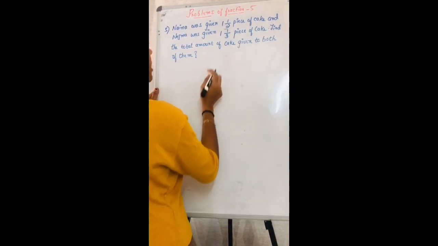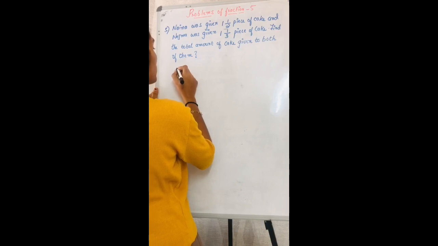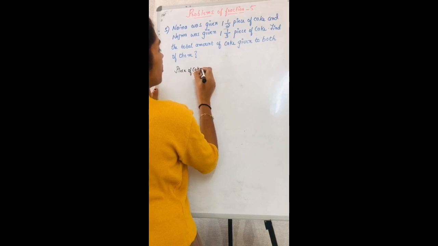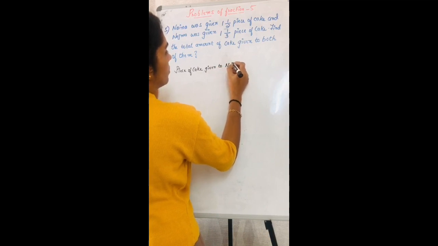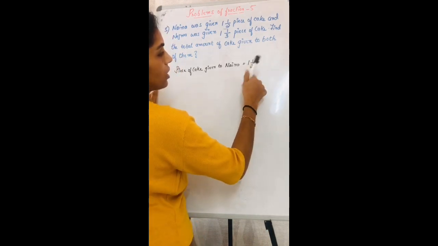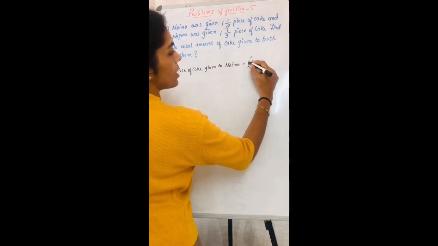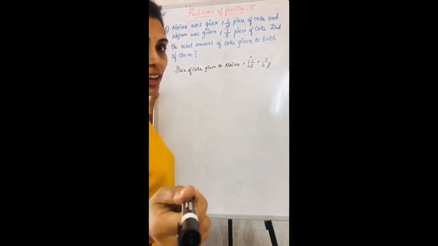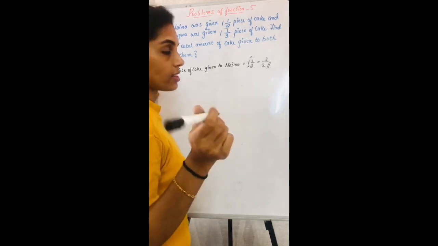So now let's quote our steps. What was given in the first sentence? Naina was given 1 by 2 piece of cake. So here we are talking about the piece of cake, right? Piece of cake given to Naina. What? 1 by 2. How will you convert it into improper fraction? 2 into 1 plus 1, right? That is 2 ones are 2 plus 1. That is 3 by 2. You get the improper fraction. What are improper fractions? When you get the numerator greater than the denominator. So you got 3 by 2 as a fraction.